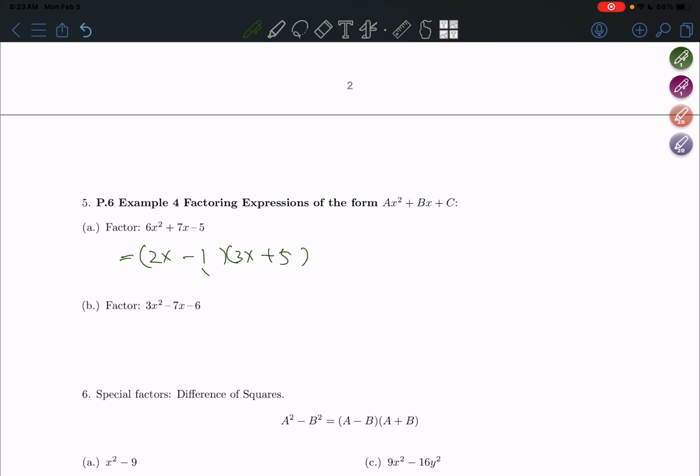Let me double check this real quick. Negative 1 times 3 is negative 3x, and then 2x times 5 is 10x. And of course, that adds up together to be the 7x. Okay, so this is my factor.